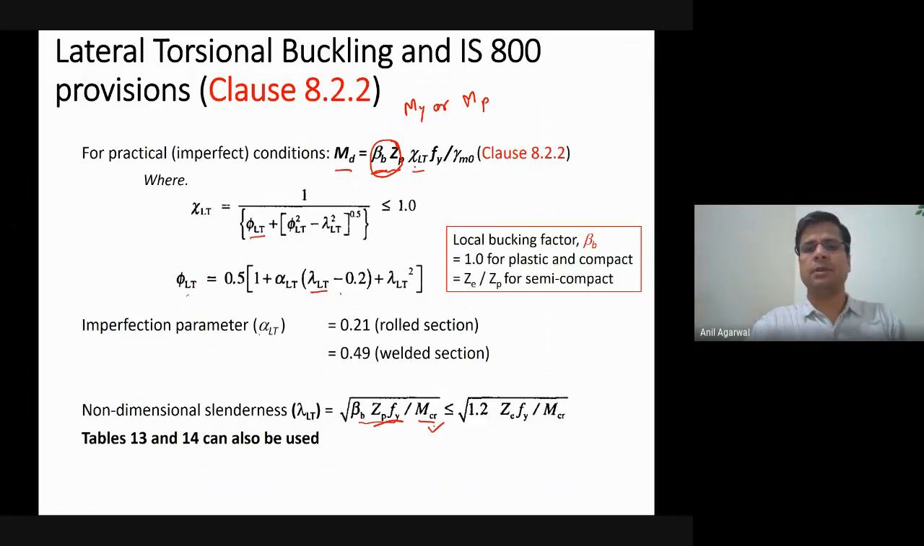And then in between there is a factor alpha that you have to use. That factor alpha is basically the imperfection factor. Just like you had 4 different imperfection factors for columns, you have 2 different imperfection factors for beams. One for rolled section, the other one for welded section.